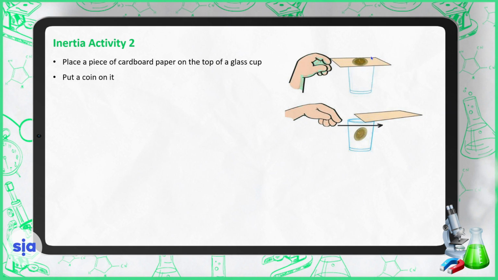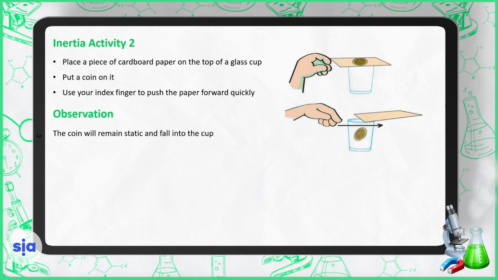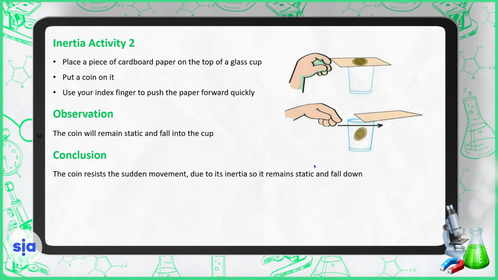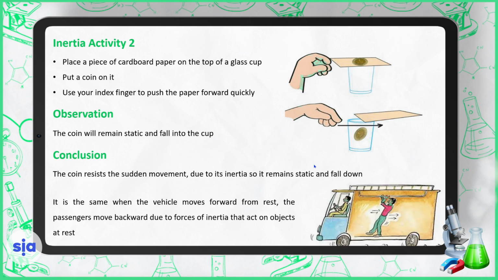Just place a piece of cardboard paper on the top of the glass cup and put a coin on it. Use your finger to push the paper forward quickly. You will find that the coin will remain static and fall into the cup. It will not move with the paper, because the coin will resist the sudden movement of the paper due to its inertia. So it remains static and falls down.